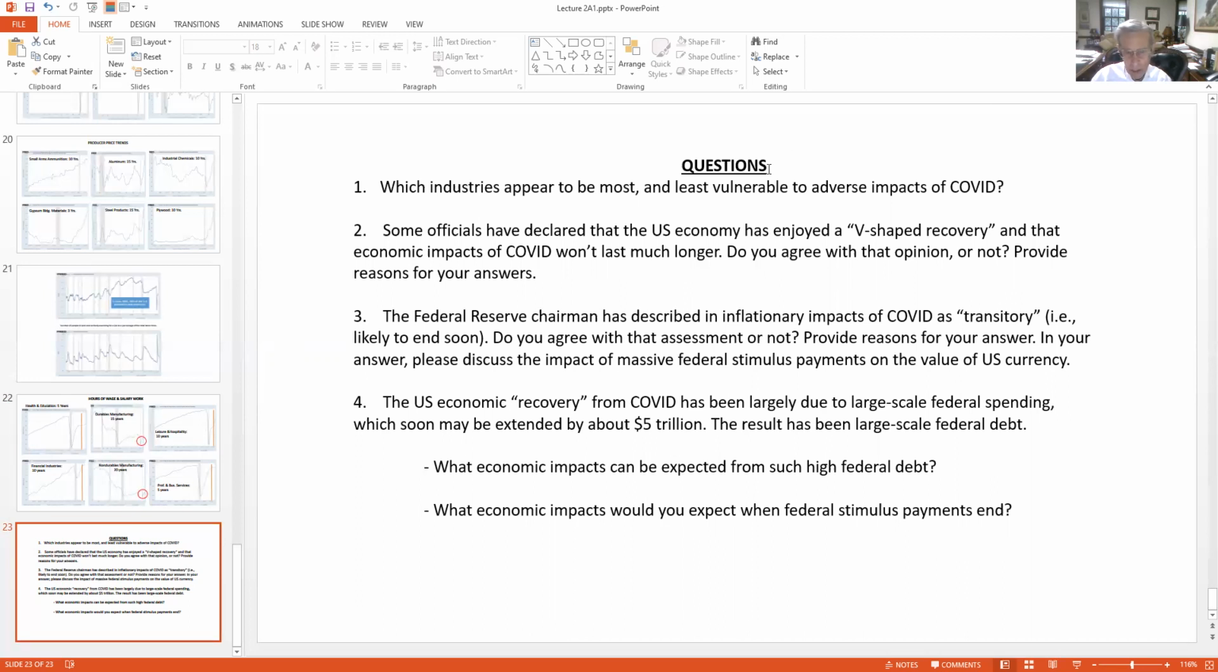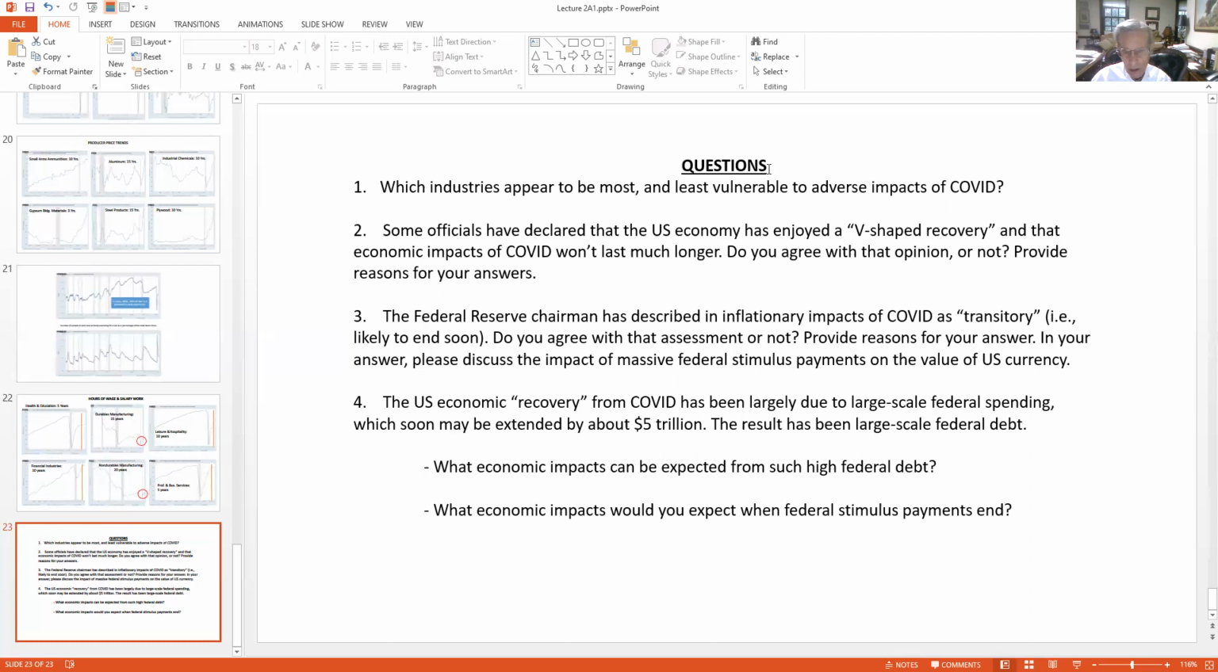Second, a fairly significant number of public officials have declared the U.S. economy enjoyed a V-shaped recovery. And when you look at those graphs, you can understand that. And the economic effects of COVID won't last much longer. Well, I'm not so sure. So do you agree that the economic impacts of COVID won't last much longer, or that they will last much longer? And what are your reasons?